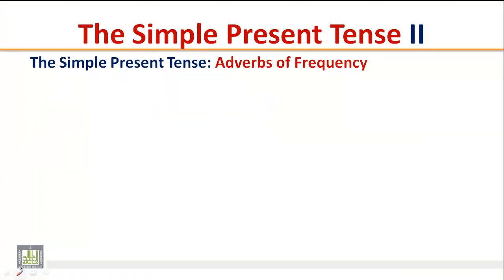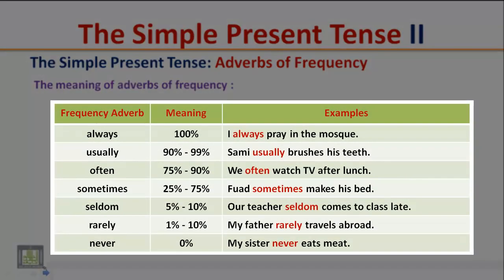The Simple Present Tense: Adverbs of Frequency. The meaning of adverbs of frequency. Always means 100%. I always pray in the mosque. Usually means from 90% to 99%. Sammy usually brushes his teeth.